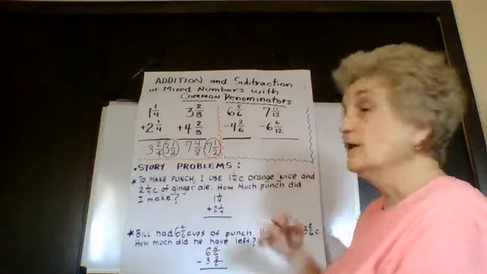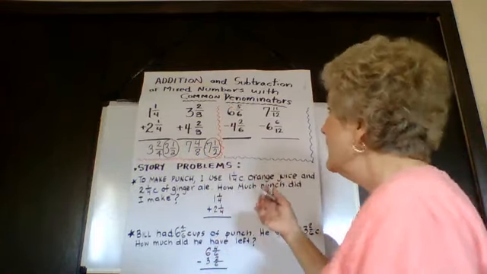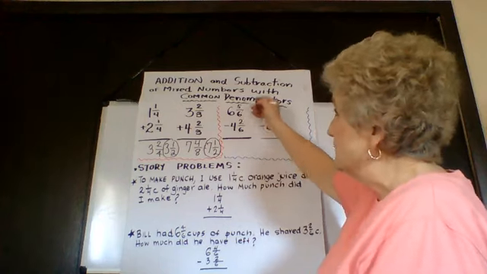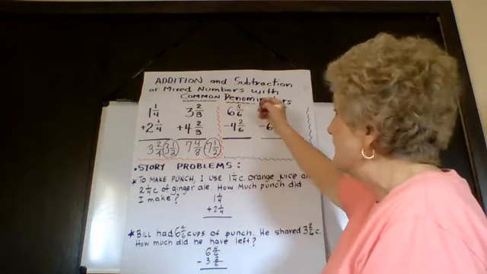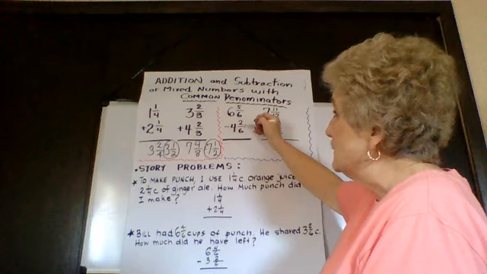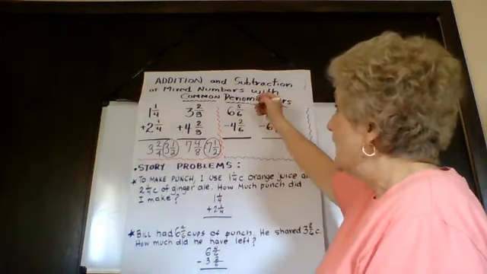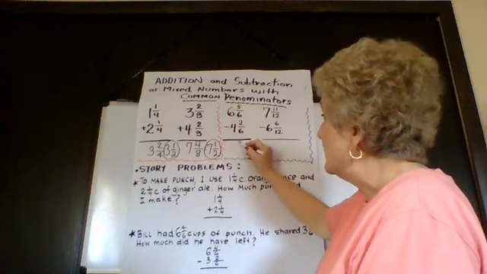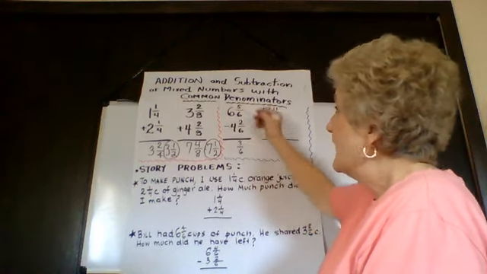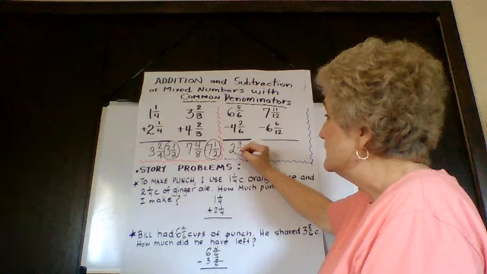Now in this blue section, we're going to subtract. It's done the same way. You start with the larger number on top, as always, in subtraction. We have 5 6 minus 2 6. The denominators are the same, so I just subtract the numerators. 5 minus 2 is 3 over 6. And 6 minus 4 is 2.